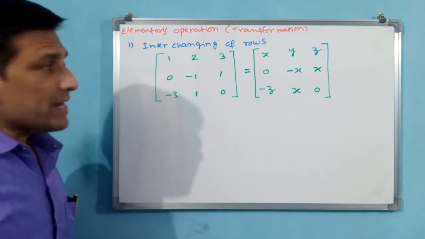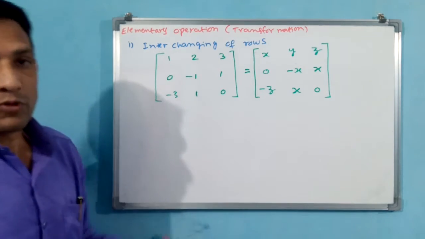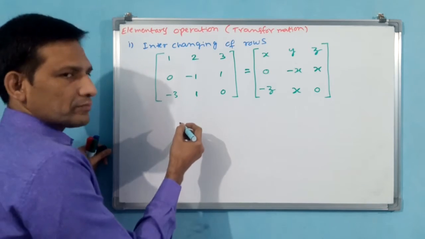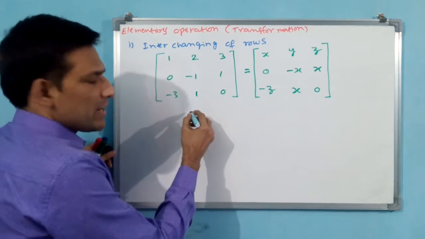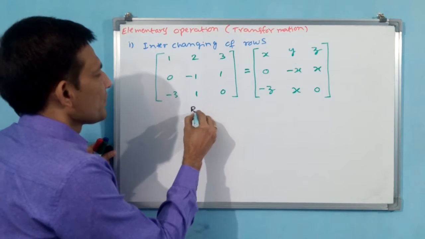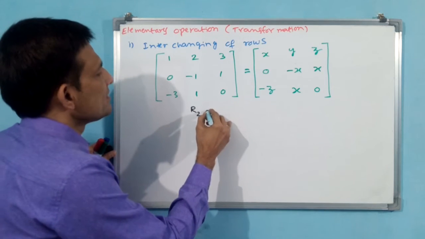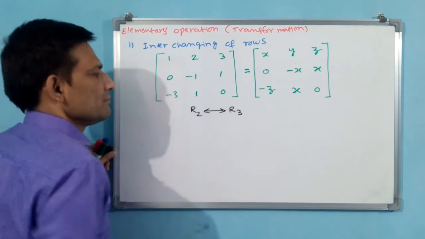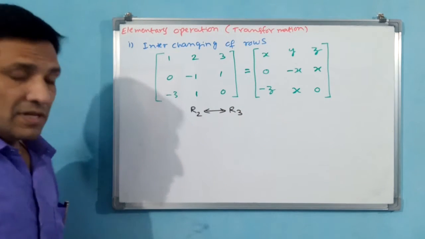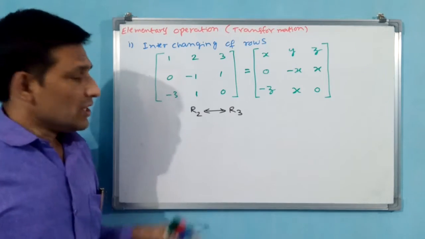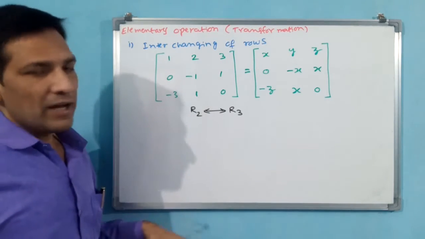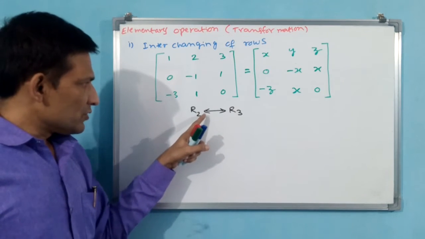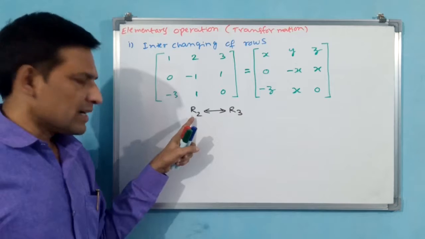What I am writing, you see, first operation, interchanging of rows, I have already written. How I am doing that operation, I am telling you. I am writing like this: R2 interchange R3. This arrow gives change in that row or that column. Now we are in rows, so the change is in R3 also, R2 also.